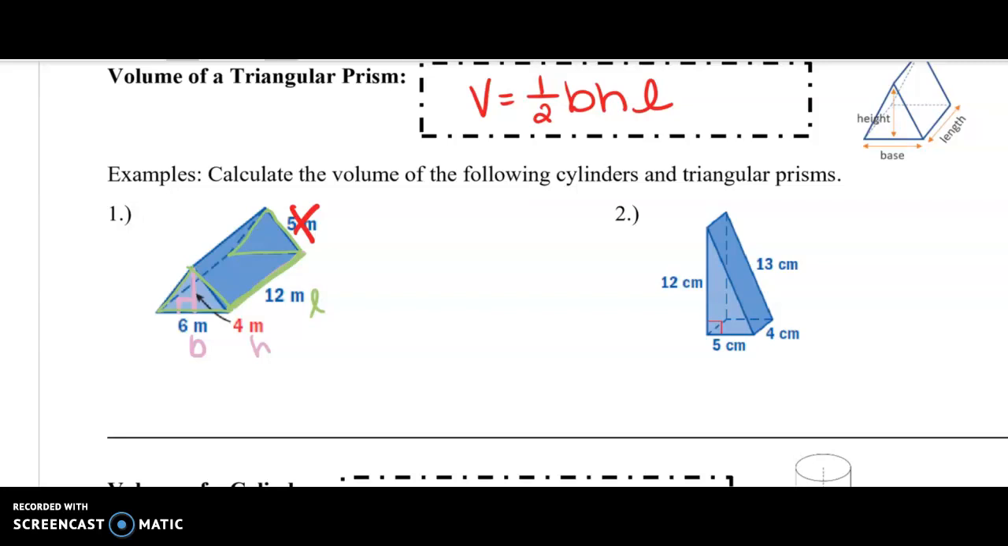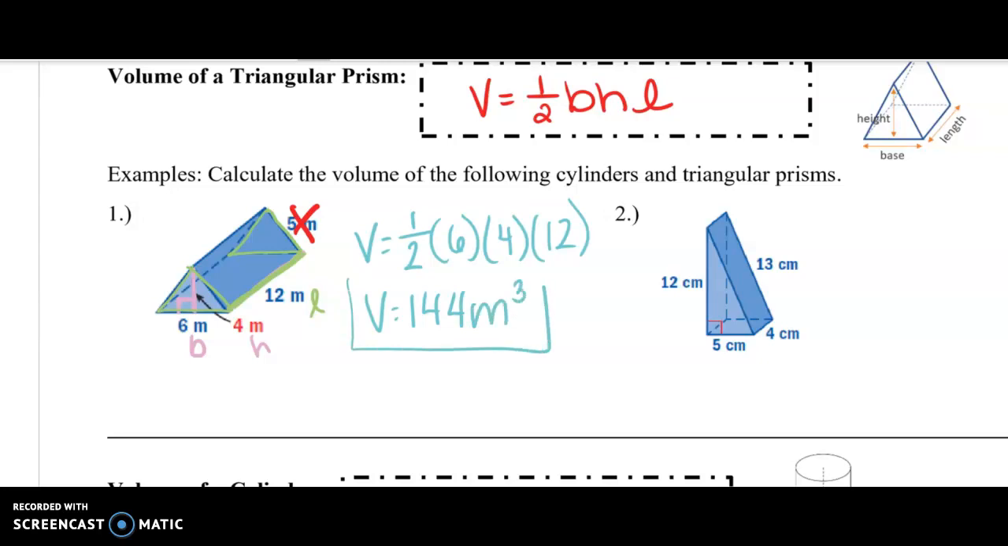So when we go ahead and do this, the volume is going to be 1/2 my base, which is 6, my height, which is 4, my length, which is 12. So my volume, 1/2 times 6 is 3. 3 times 4 is 12. 12 times 12 is 144 meters cubed. Okay? And you can obviously just type that entire thing into your calculator. You don't have to do that in your head.